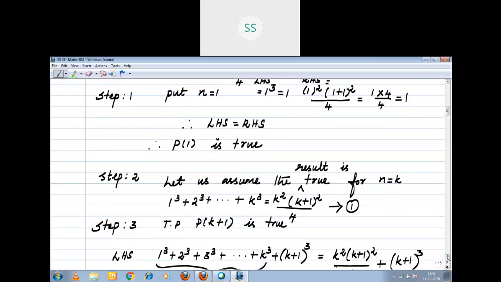Right? First and third you are going to prove. Second one you are assuming. First and third you are proving. Second one is assuming. Using the second one only, we are proving the third step.